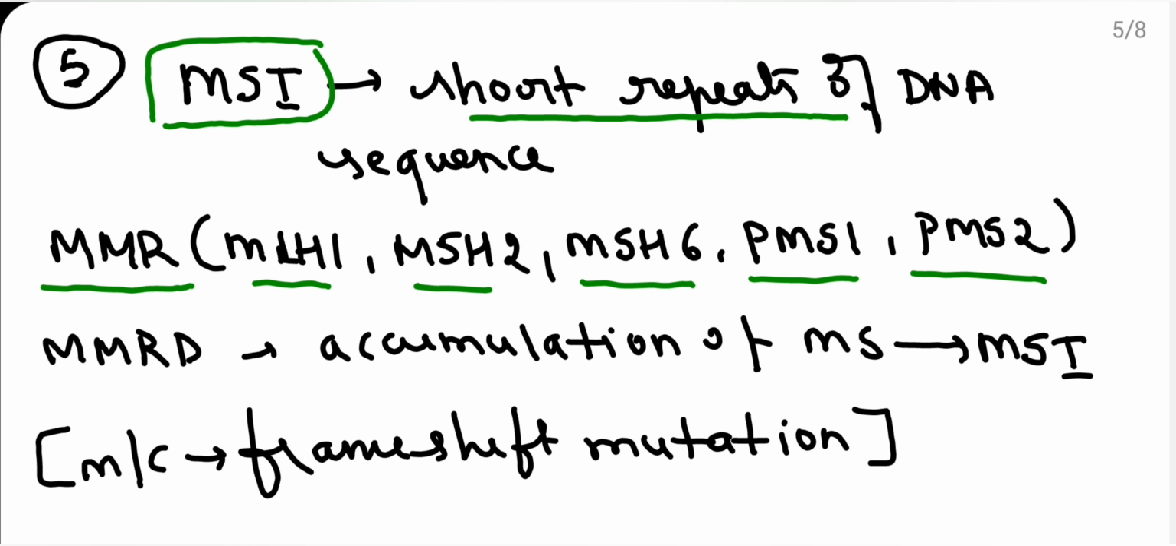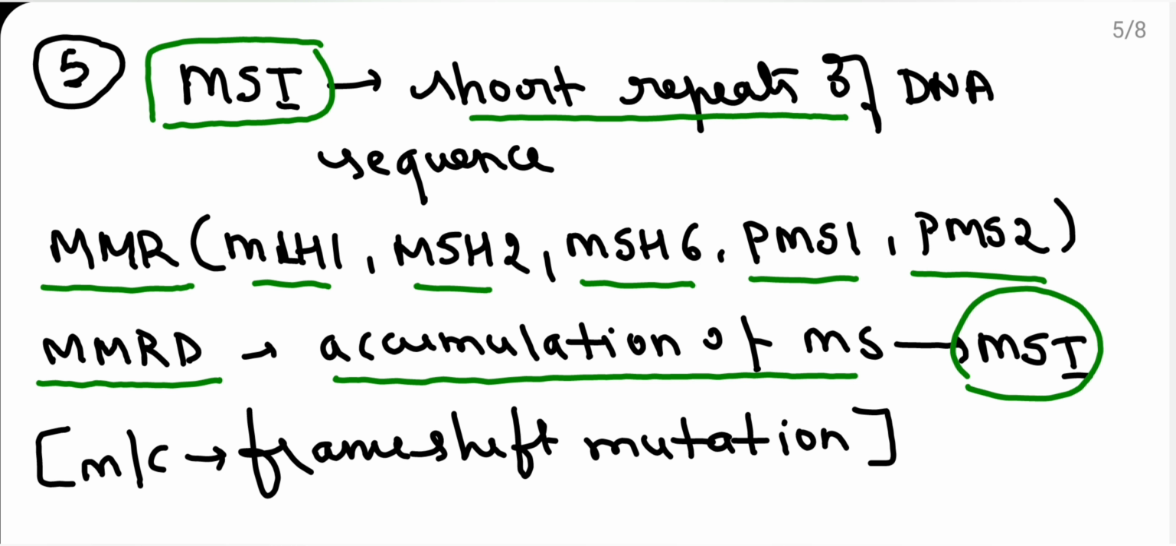What is their function? MMR, as the name itself suggests, is the mismatch repair gene. They correct the errors that occur during DNA replication. Suppose there is mismatch repair gene deficiency, what will happen? There is no one to correct the errors during DNA replication, so there is accumulation of microsatellites. This is known as microsatellite instability.